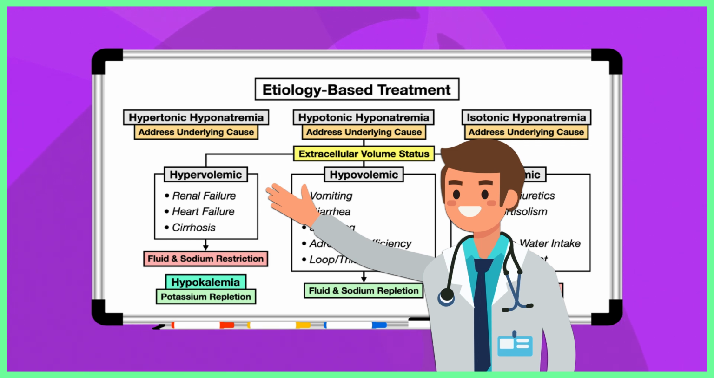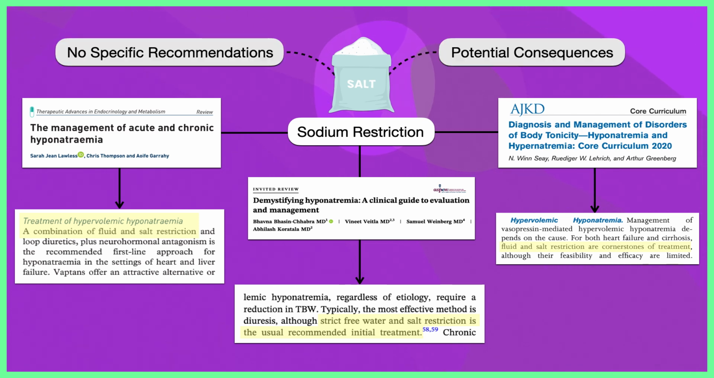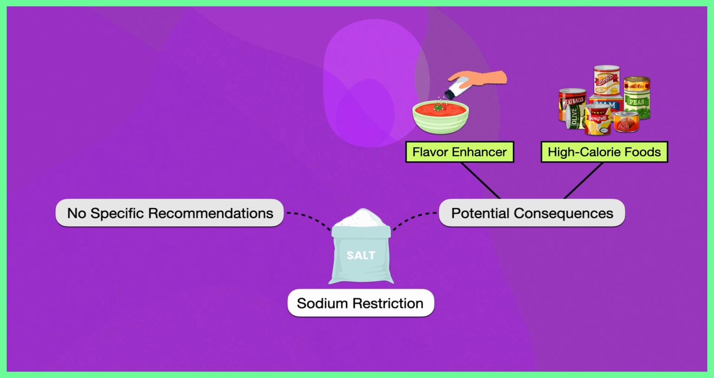A similar situation presents itself for a sodium restriction in the context of hypervolemic hyponatremia. Though many recent review papers mention sodium restriction as a component of the treatment plan for this type, they fall short of specifying the amount and sometimes warn about the potential negative consequences to the patient's nutritional status by imposing one. After all, sodium is a potent flavor enhancer and is plentiful in many high-calorie food options that may be useful for a patient with end-stage renal disease, heart failure, or cirrhosis when their appetite is low.